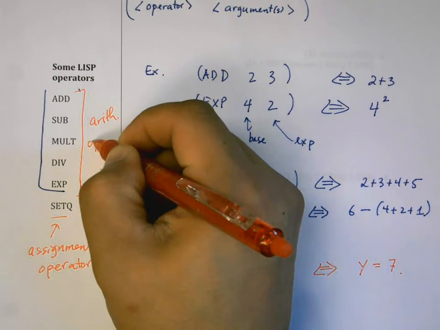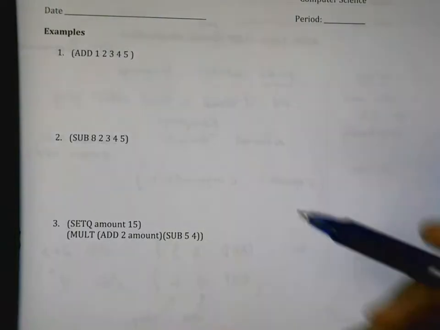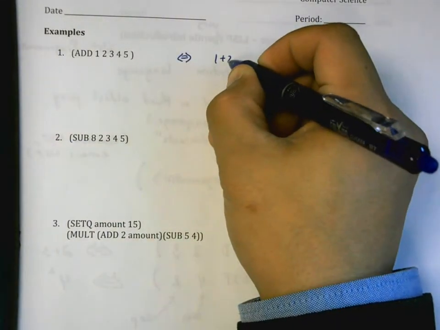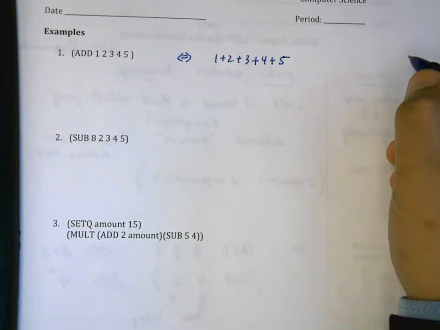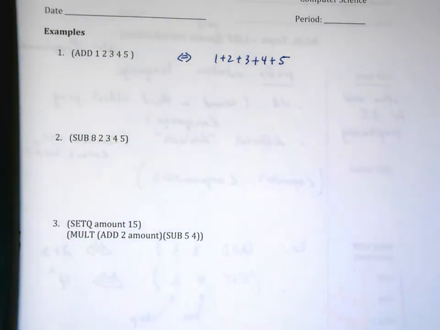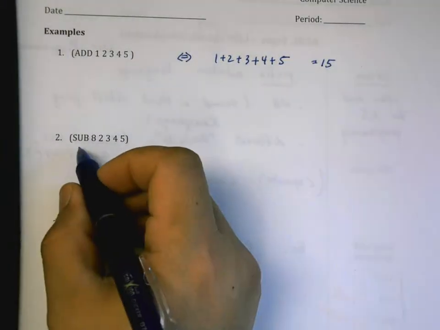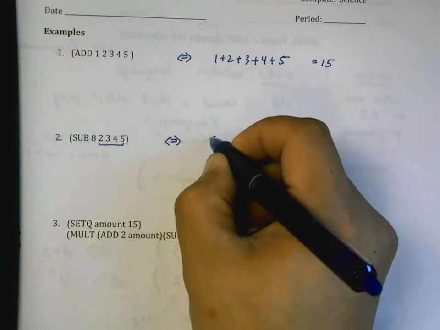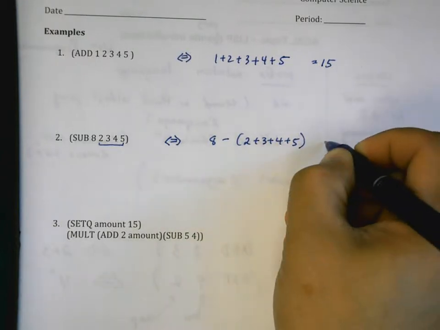First we have a very simple operation, add 1 2 3 4 5. This is the equivalent of 1 plus 2 plus 3 plus 4 plus 5, which is 15. Next, subtraction, and remember when we have a list like this, this is the equivalent of 8 minus 2 plus 3 plus 4 plus 5. Work out that math. That is the same as 8 minus 14, which is negative 6.